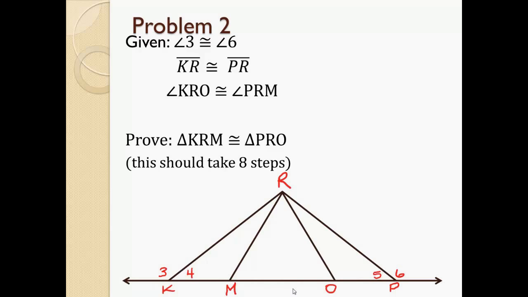Okay, now we are given that angle 3 down here is congruent to angle 6. Okay, and we have that segment KR is congruent to segment PR, and that angle KRO is congruent to angle PRM. So we need to prove that triangle KRM is congruent to triangle PRO. Alright, now this one is going to be a bit longer and should take 8 steps.